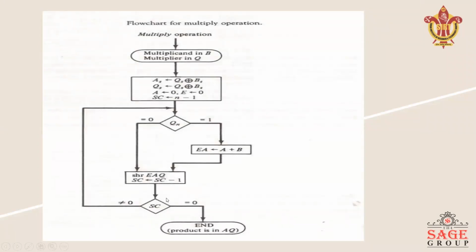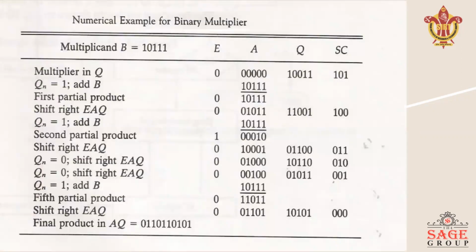In the same way, we can generate the multiplication by adding all the partial products one by one in the register A. This whole process will be continued until the sequence counter value becomes 0. As soon as the sequence counter becomes 0, the multiplication process will end, and the result of the multiplication will be stored in the register AQ. If the sequence counter is not equal to 0, then again we will go for checking the bit Qn. So this is the process of multiplication, and this is the step-by-step method explained by one example.